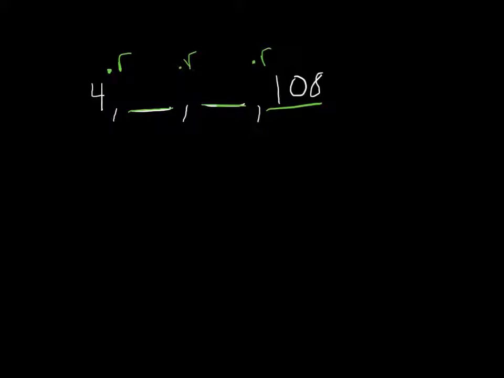So I have this 4 times 3 common ratios, so r times r times r. Well, that's not 3r, but that is r to the power of 3, because remember, when we multiply them, we add the exponents. So that's going to be equal to 108. And now all I need to do is solve for r.